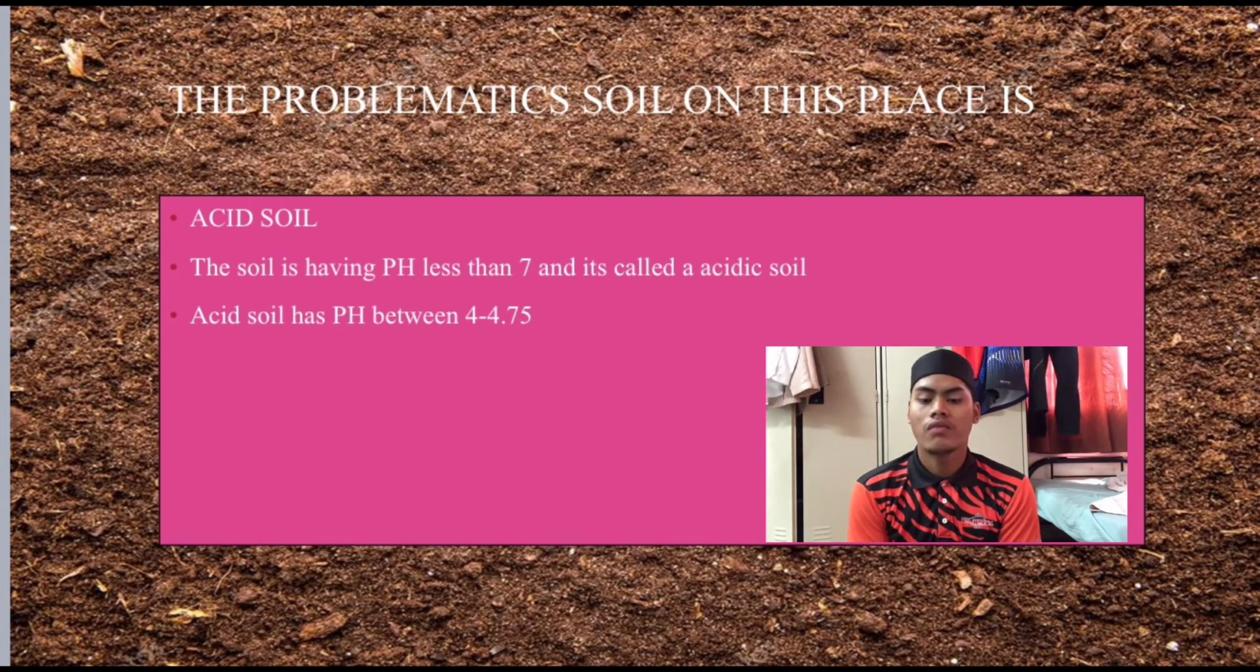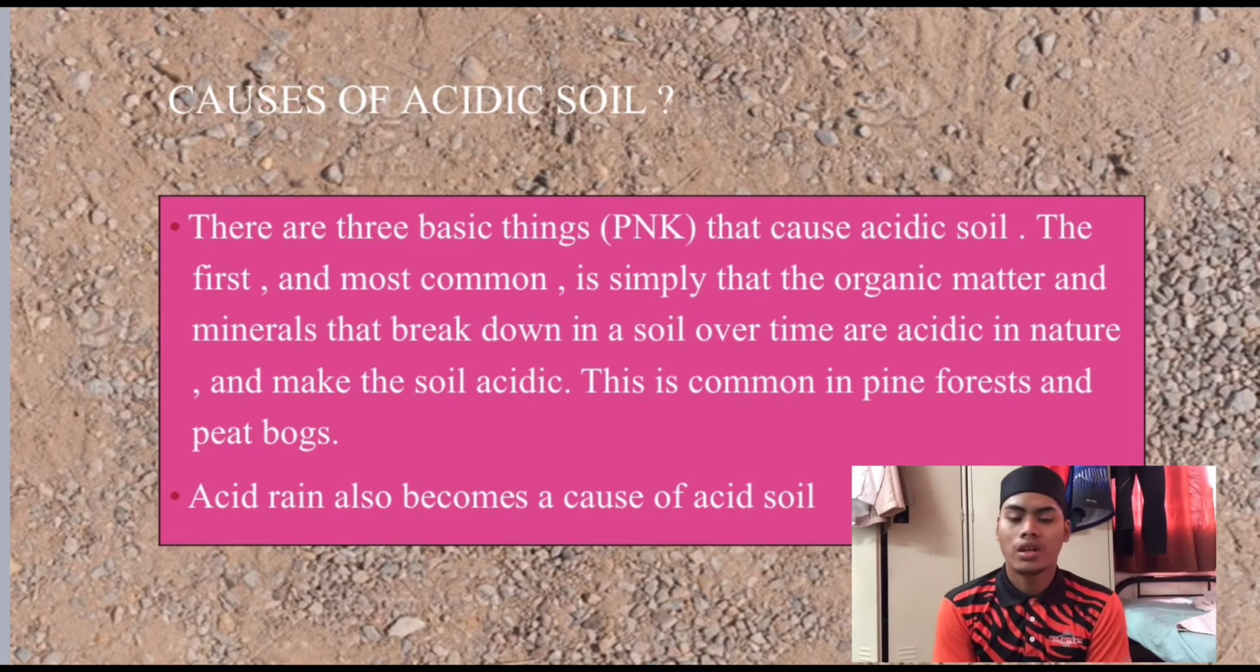The soil is having a pH less than 7 and is called acidic soil. Acid soil has a pH between 4 and 7.5. So what are the causes of acidic soil? The causes of acidic soil are three basic things: N, P and K.